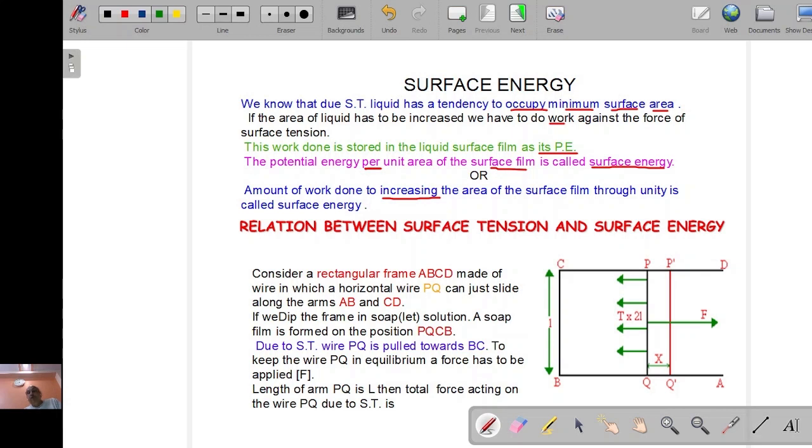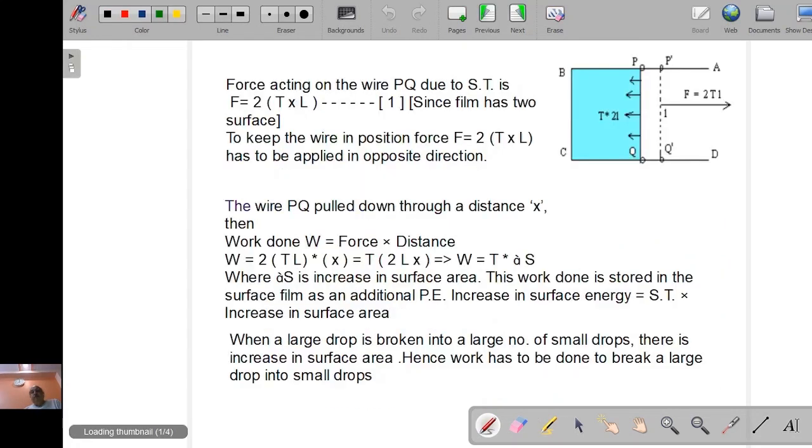The length of the rod is PQ, and if we consider here a film in which the liquid is filled like this, the surface tension T will be applied on the two surfaces of the film.